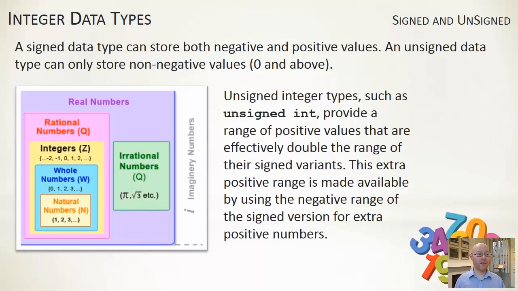It's mentioned signed and unsigned. Okay, if it's signed, you can have negative and positive values. If it's unsigned, it's always going to be positive, but you've got a longer or a bigger positive range of values. Why do we have them?